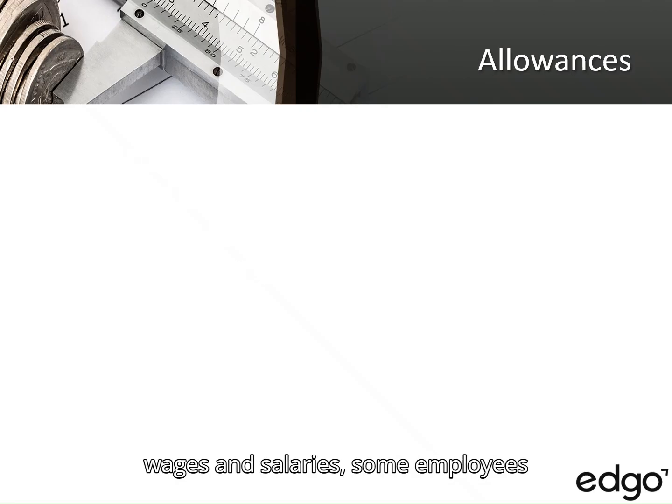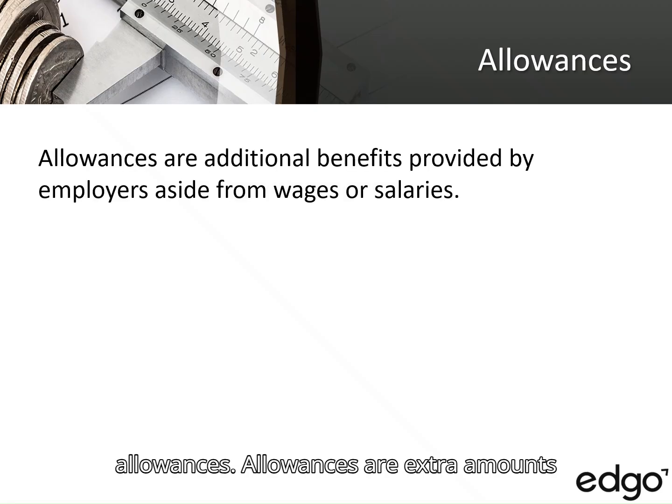Aside from wages and salaries, some employees receive additional benefits known as allowances. Allowances are extra amounts provided by employers to help employees cover expenses related to their work. These amounts are given in addition to the employee's regular wage or salary. Have you ever heard adults talk about transportation allowance, meal allowance, or communication allowance? These are common examples of allowances in the workplace.